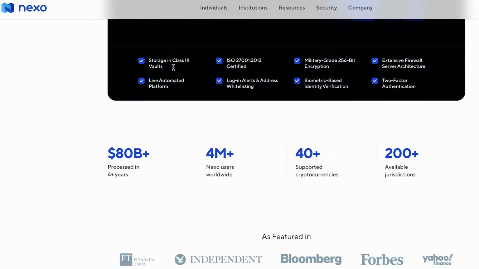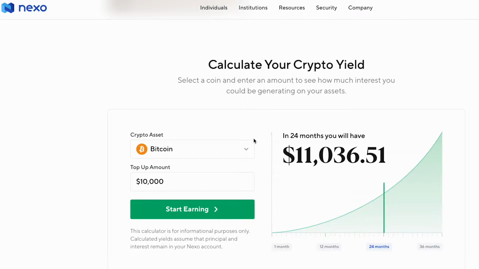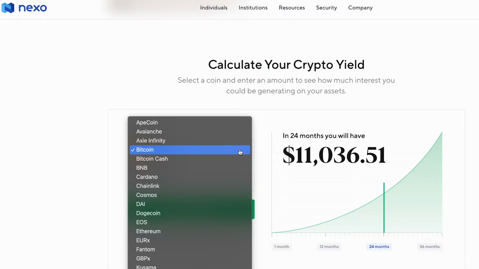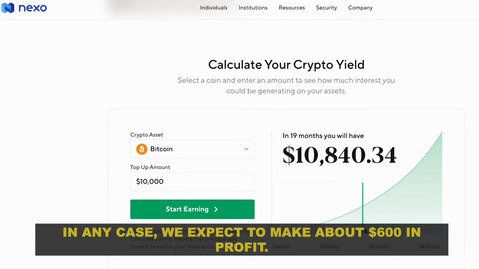Now, let's check and see whether this method would be beneficial to us. Let's assume we're trying to stake $10,000 worth of Bitcoin, nexo.io, for easy math, and that happens for 1 year. So this is a whole year. In any case, we could expect to make a profit about $600.